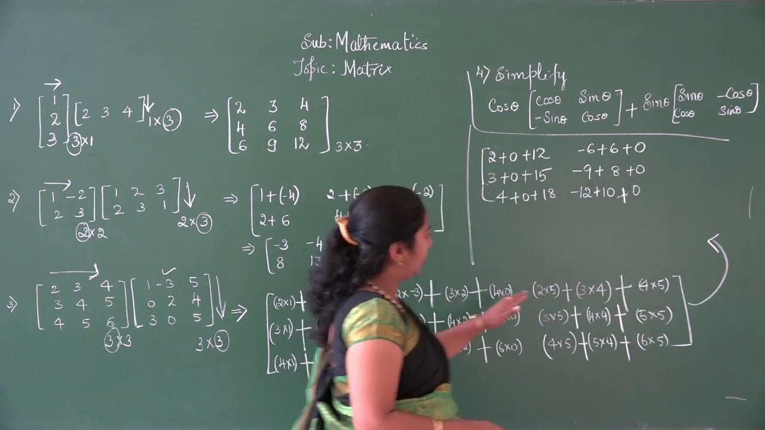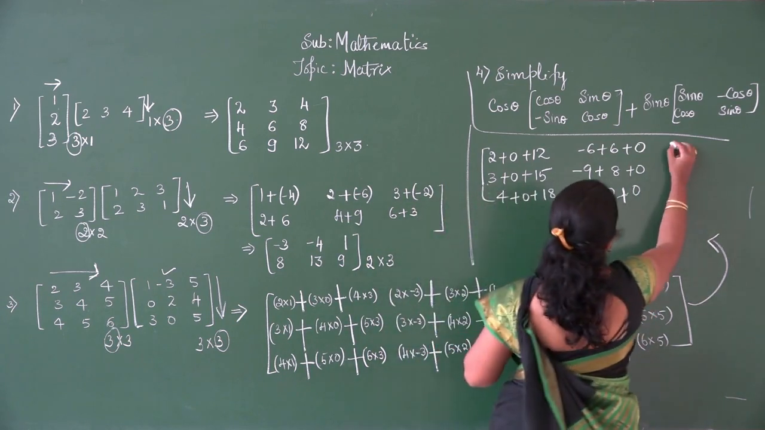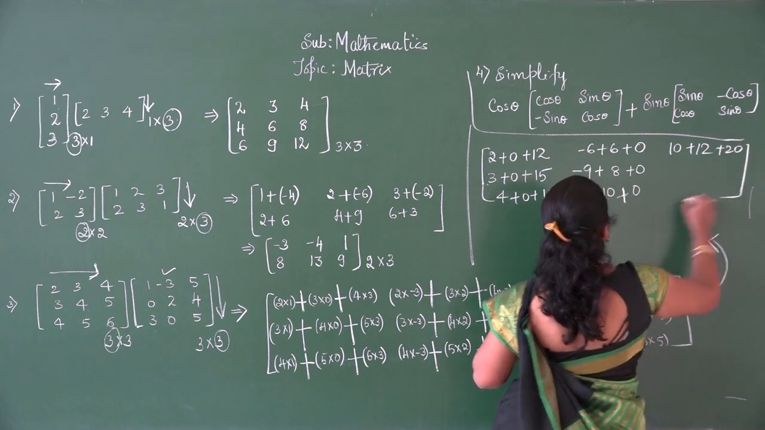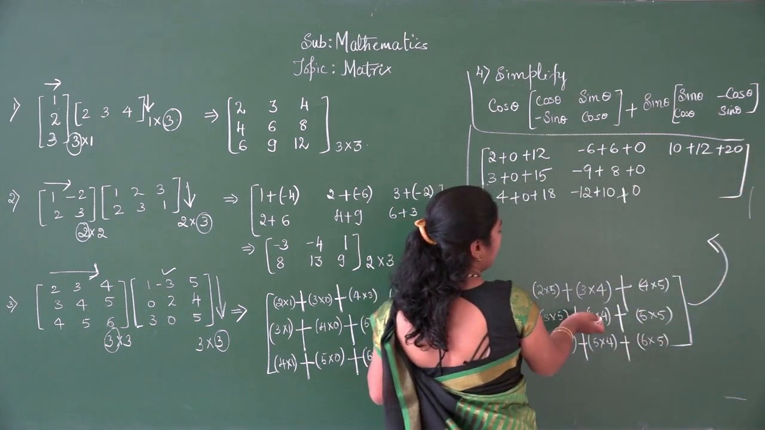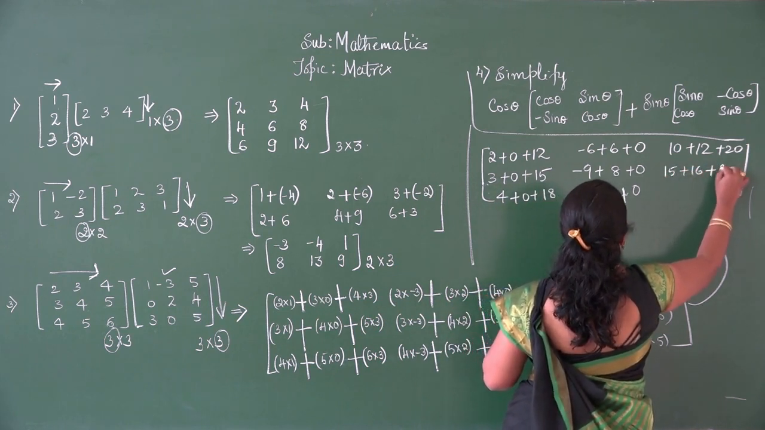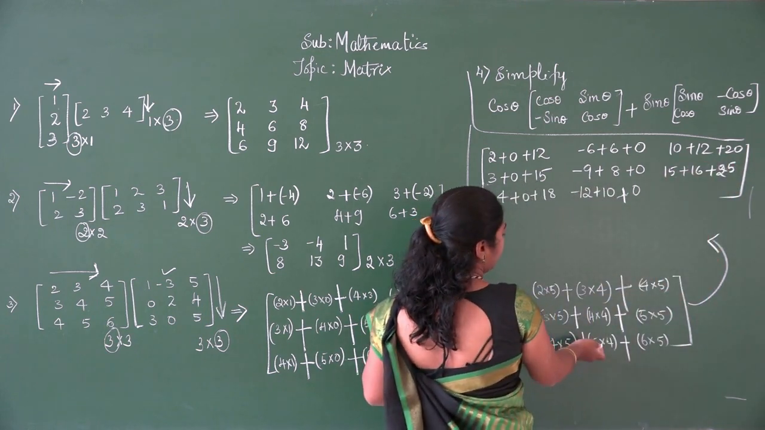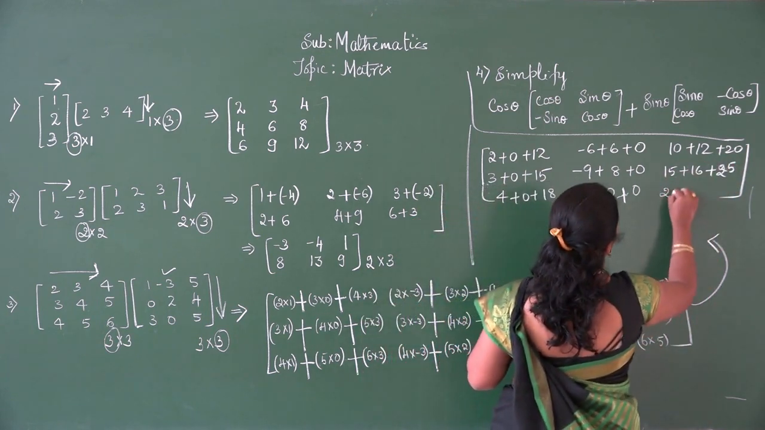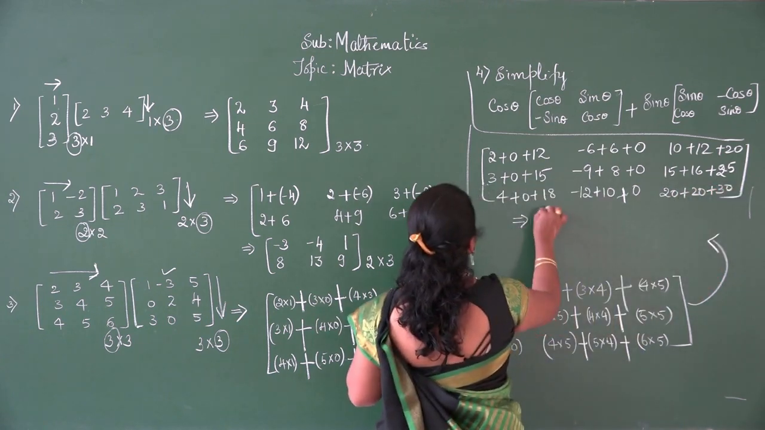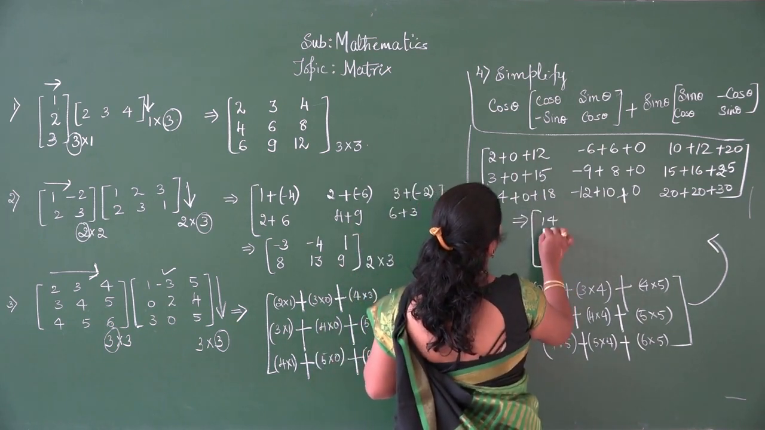Moving on to the last column, 10 plus 12 plus 20, 15 plus 16 plus 25, 20 plus 20 plus 30, which will sum up to the final answer.